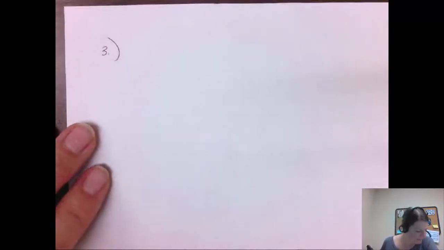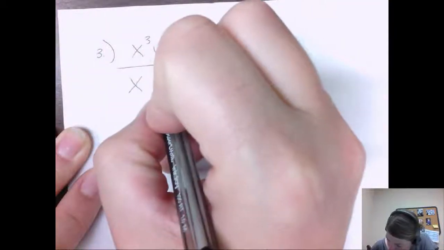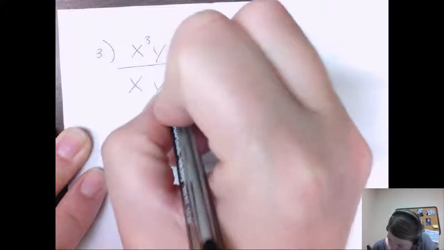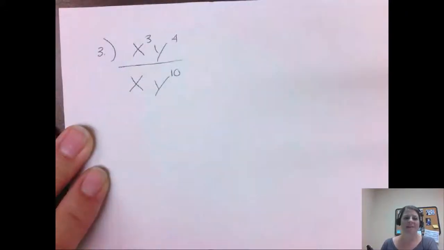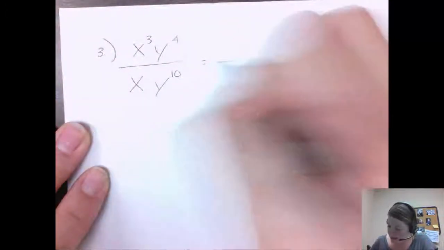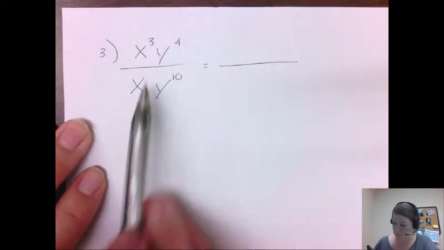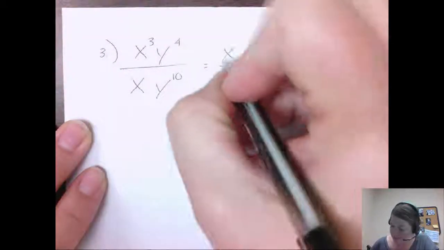So let's look at, this is my third example. It'll be x to the third, y to the fourth over x y to the 10th. So if I have something like this, this only has 2 letters. We look at each one separately. And I go, okay, where are there more x's, top or bottom? More on the top, so my x will stay on the top.